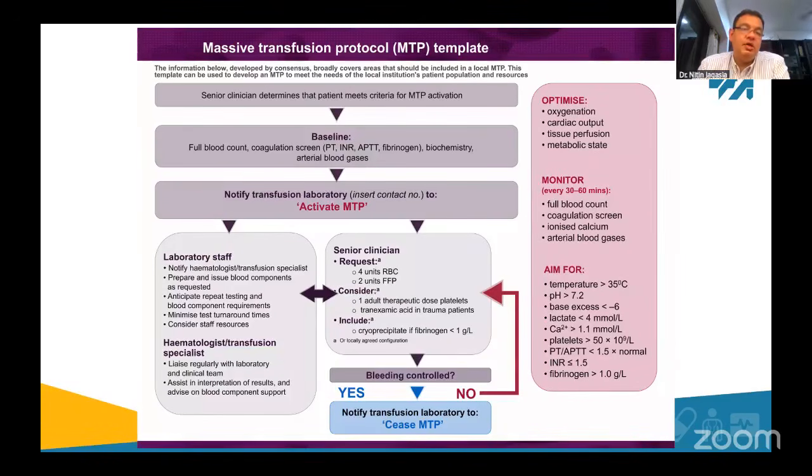Remember, this is filling the tank. There's no point filling the tank unless you're closing the tap. So this is parallel, just like assess and treat. While you're giving this transfusion, you need to be moving the patient along for an intervention, either surgical or interventional radiology, something that is going to stop the bleed.